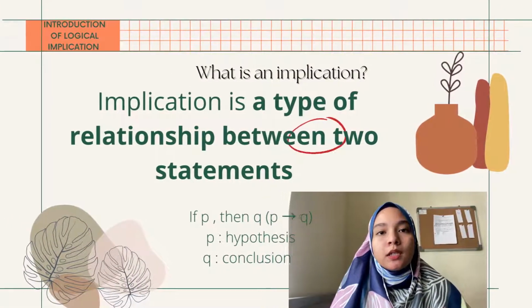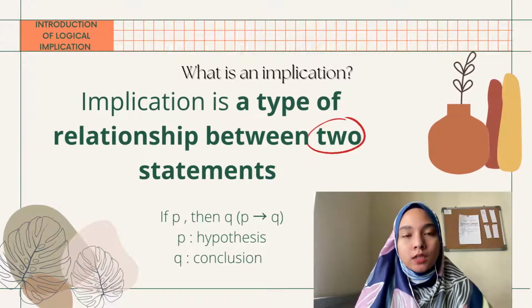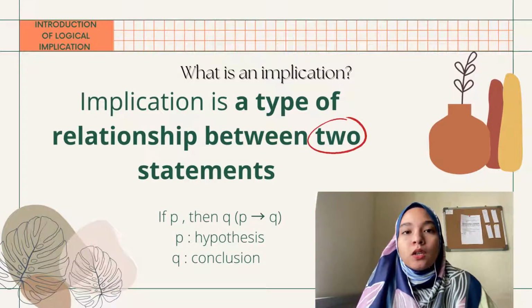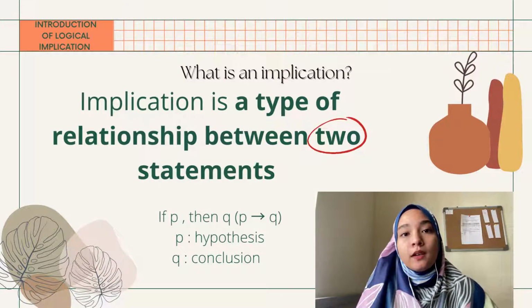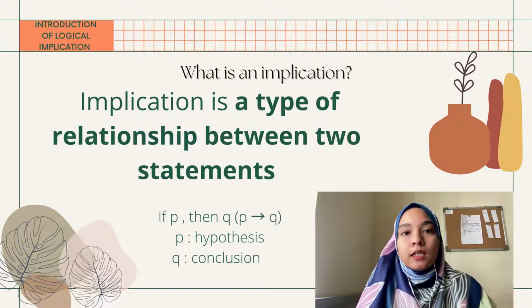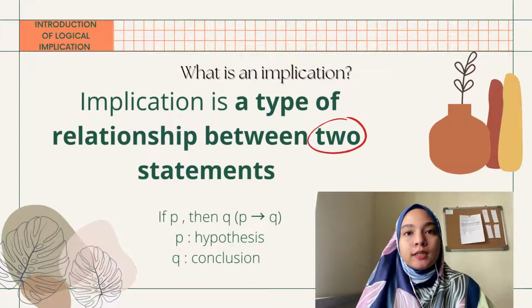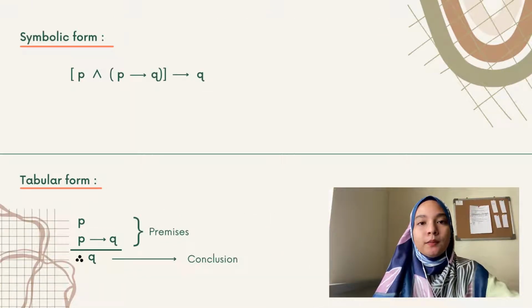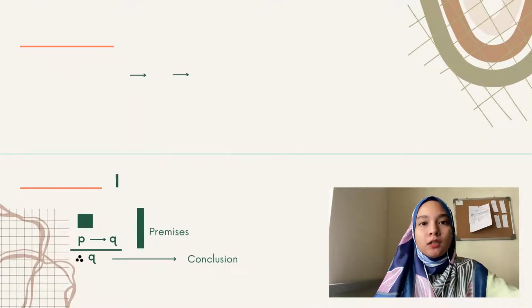Today me and my group members are going to talk about logical implication. I will start the presentation with the introduction of logical implication. What is an implication? Implication is basically a type of relationship between two statements. If there is a statement, if P then Q, you can write the statement in the form of P implies Q. Note that P is the hypothesis and Q is the conclusion. This is the symbolic form and the tabular form for logical implication.